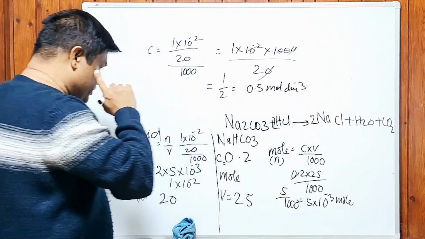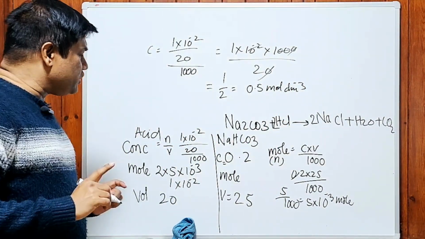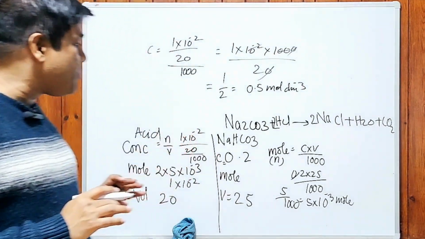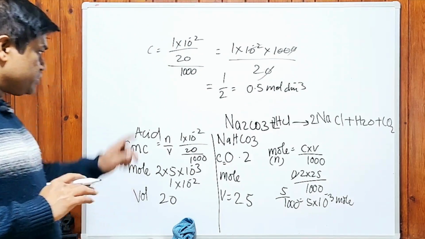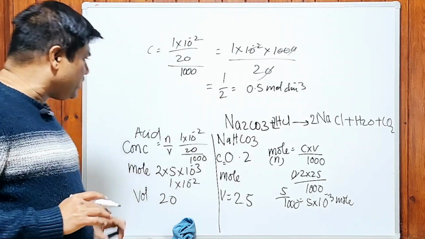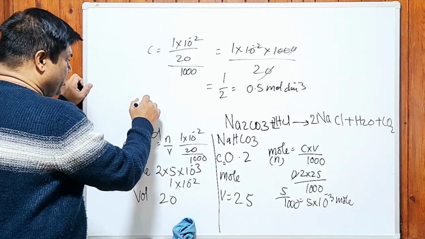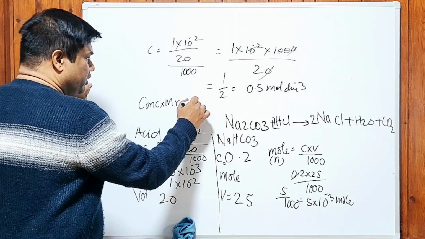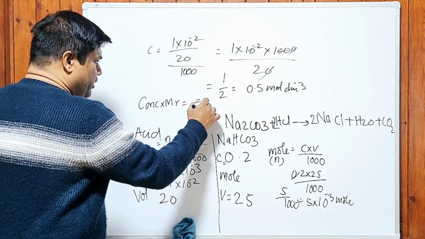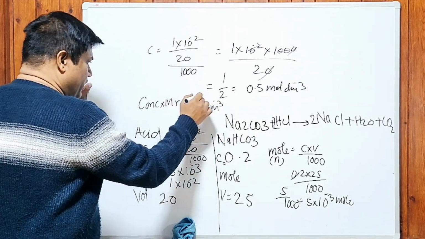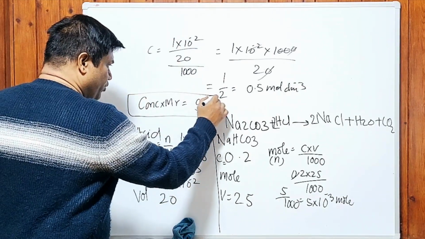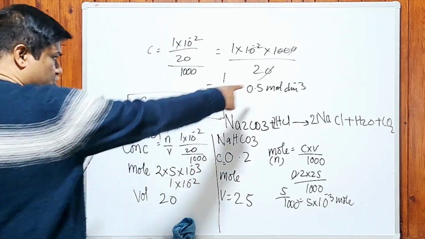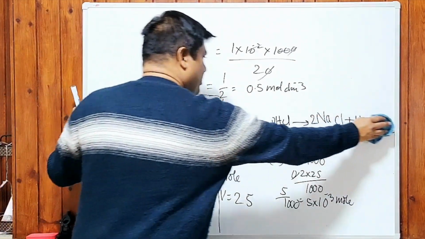But that's not the question. The question is that you have to convert the mol dm^-3 into gram per dm^3. So how can we convert this mol dm^-3 into gram per dm^3? Look, concentration times Mr equals gram per dm^3. This is the formula, guys. So remember that formula. Concentration times Mr. You got the concentration.